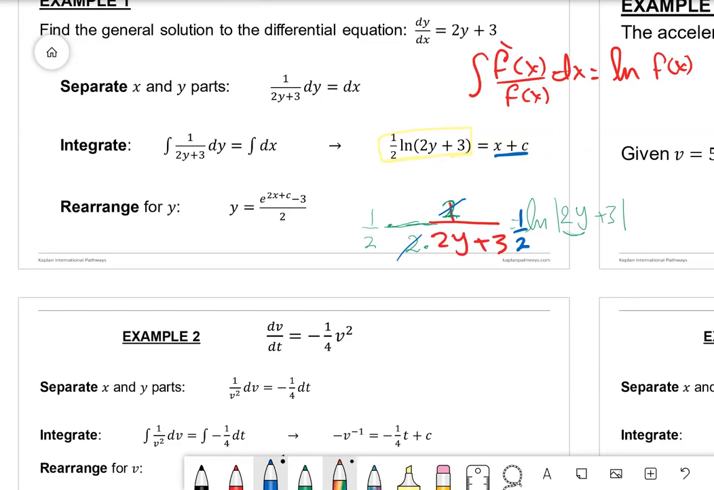Okay? 1/2 ln 2y plus 3 equals x plus c. And then from this, we rearrange until we get the y. Okay, let me show you how to get that.